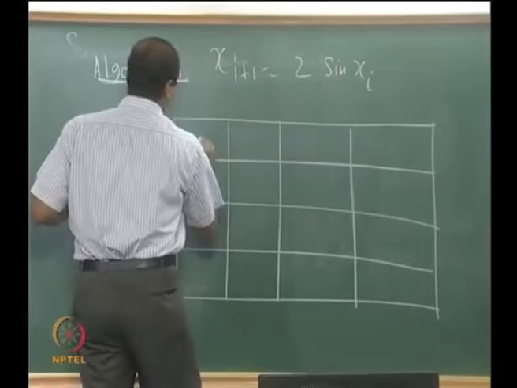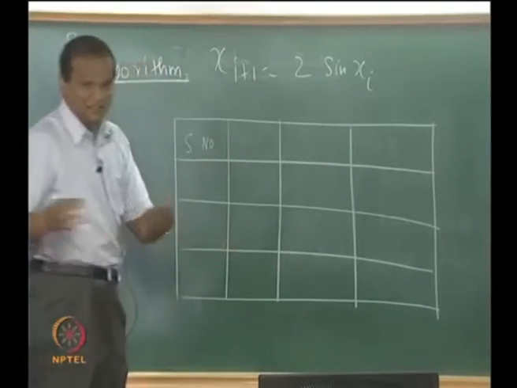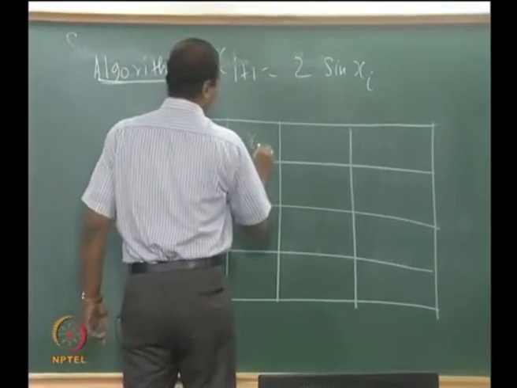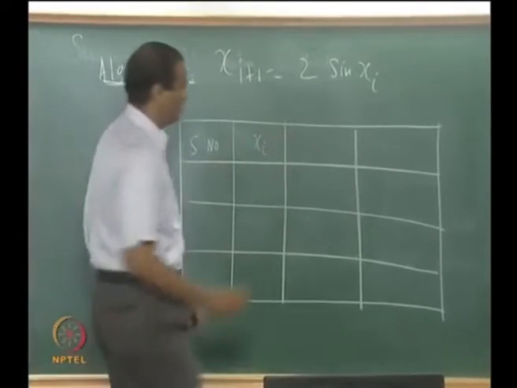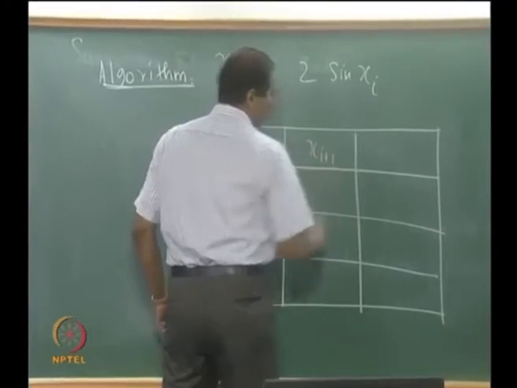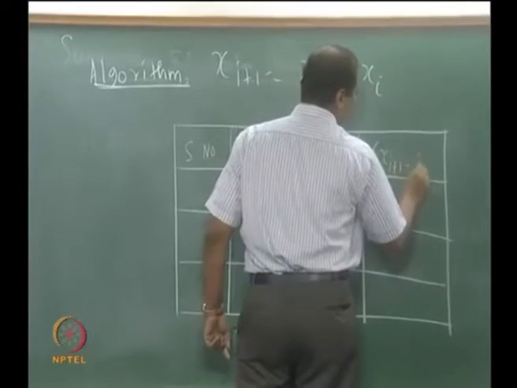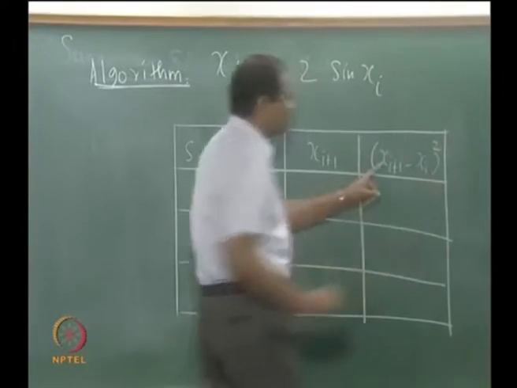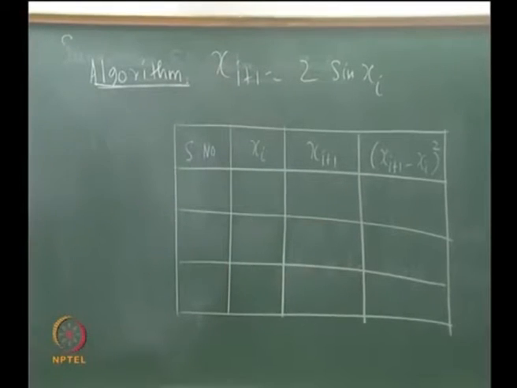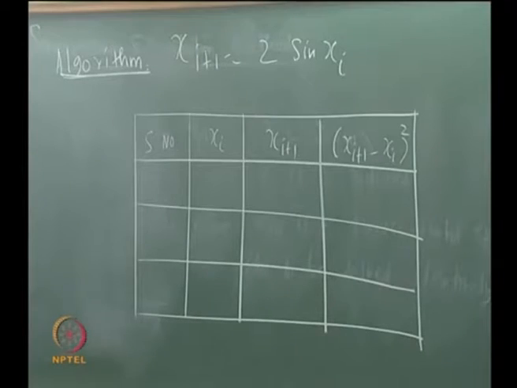So I can put the serial number, this is the iteration number, x of i plus 1, then this is some kind of a norm. So whenever the fourth column goes to a reasonably small value, I can stop my iterations and I can be happy that I got the solution, and then I can go home.